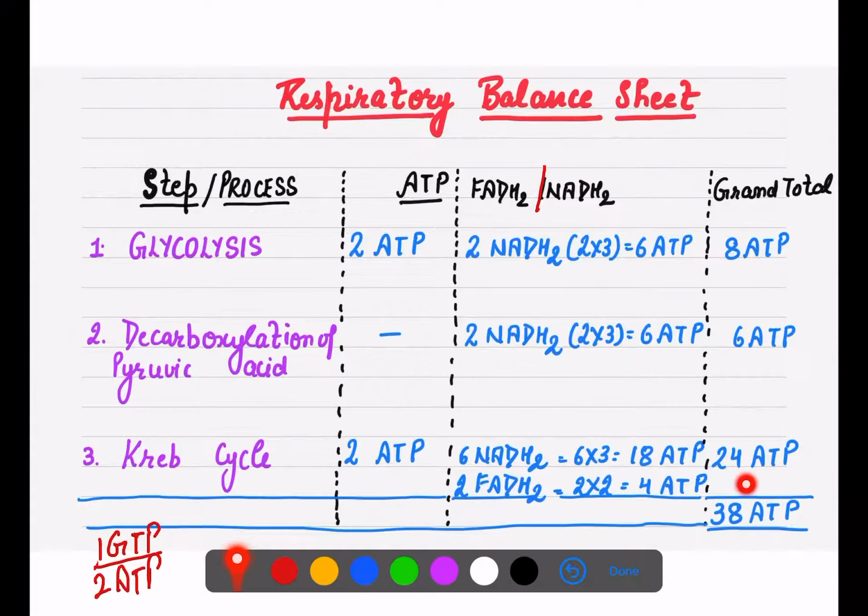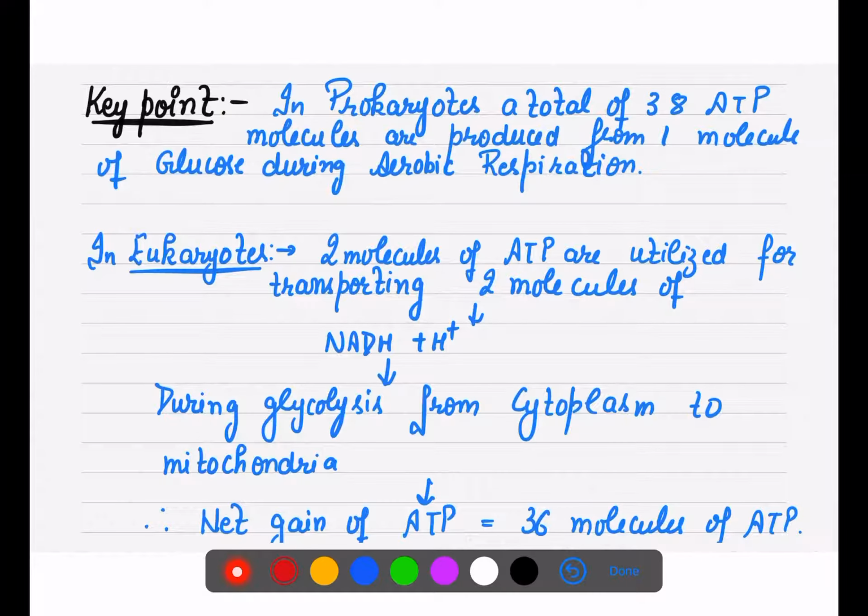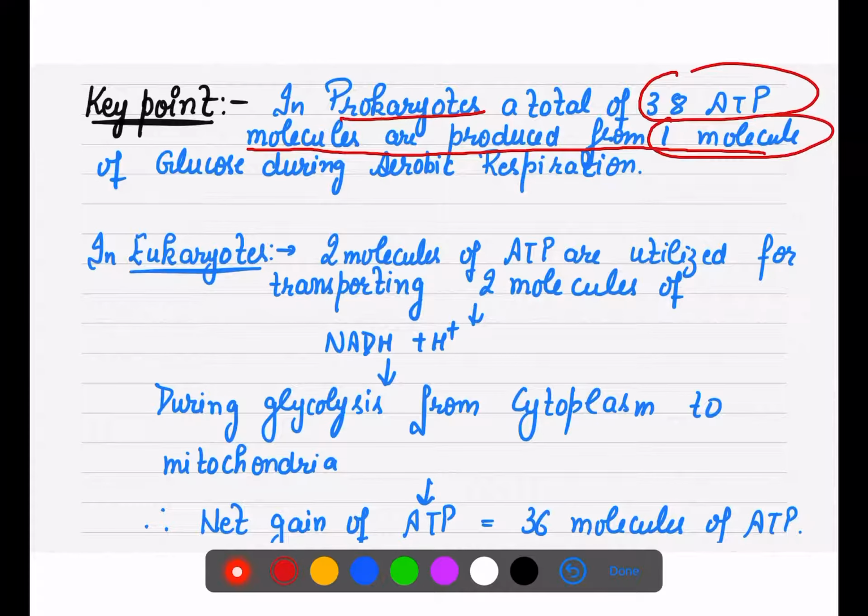Now if you calculate the total amount of ATP which we got during respiration, that is 38 ATP molecules in aerobic respiration. But usually we talk about only 36 ATP molecules. So what about the two? If the question is asked about prokaryotes, then no problem with that. 38 ATP molecules are produced from one molecule of glucose during aerobic respiration, not at all a problem.